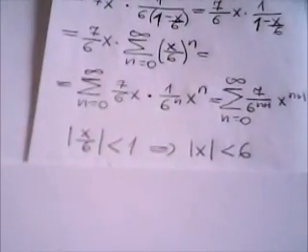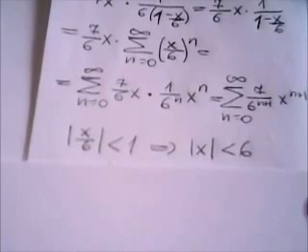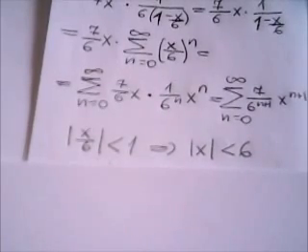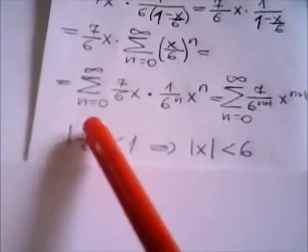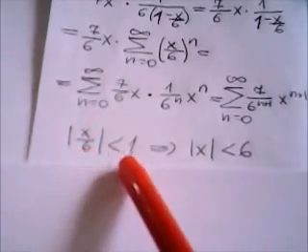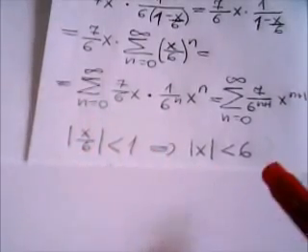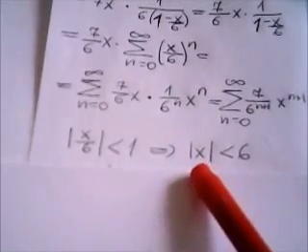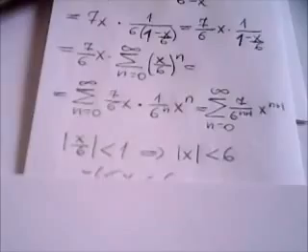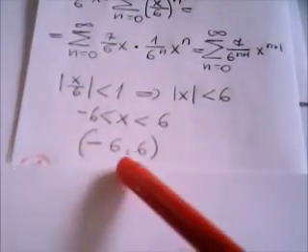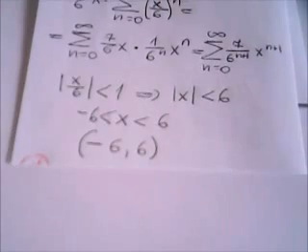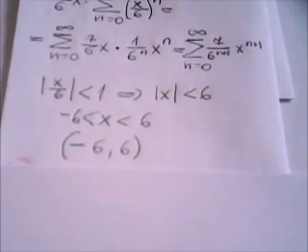Now the interval of convergence. We replace t with x over 6 again, and we write absolute value of x over 6 is less than 1. It implies absolute value of x is less than 6. In conclusion, minus 6, 6 is the interval of convergence.